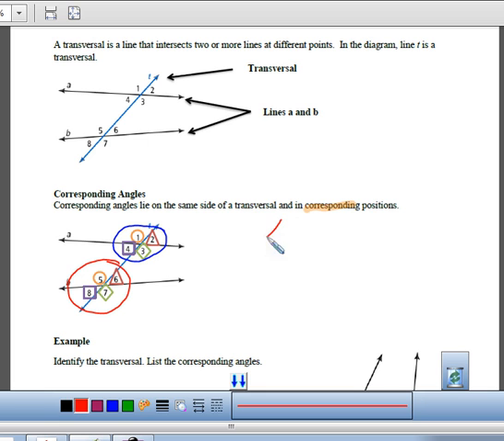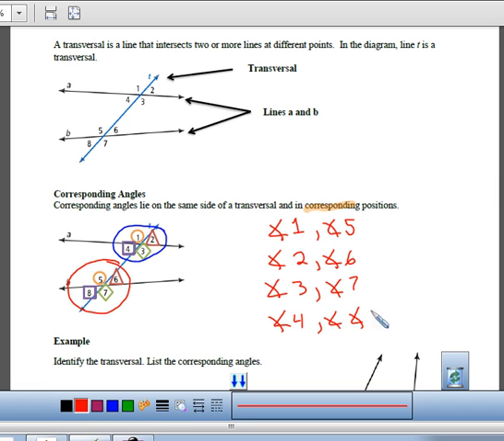It's pretty easy to see angle 1 would be on top of angle 5. Angle 2 would be on top of angle 6. Angle 3 would be on top of angle 7. And angle 4 is going to be on top of angle 8. These are our corresponding angles.